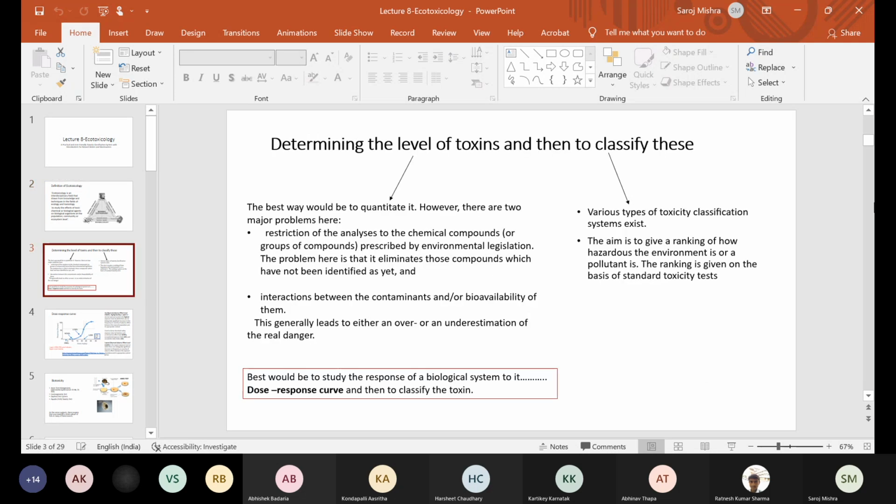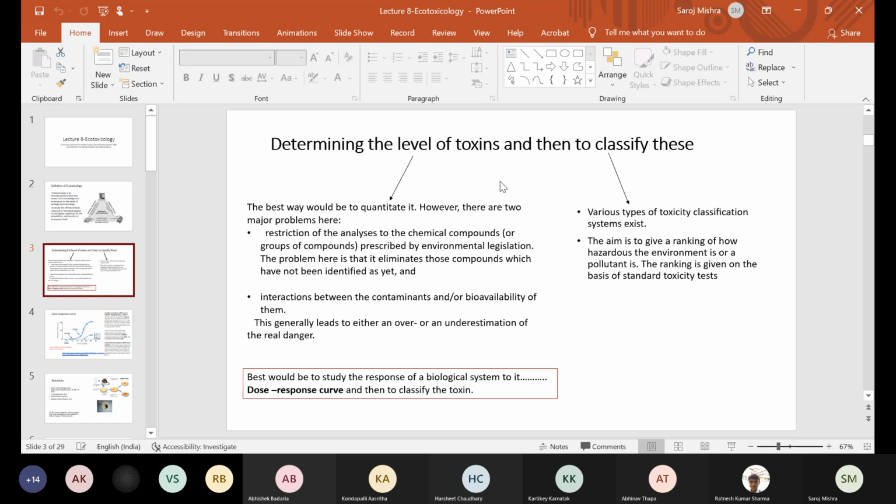Okay, so now the question is that whenever you want to understand the subject of ecotoxicology, first of all, you have to determine what is the level of a given toxin in the ecosystem, and then classify these. That is, whether you will say that this particular compound is very, very toxic. There are different ways of classifying those also. Is this a chronic toxicant? Is it acute? Is it very severe? So on and so forth. So there are terminologies which are used to define the status of a given toxin in the environment.